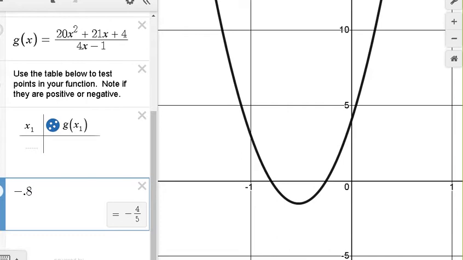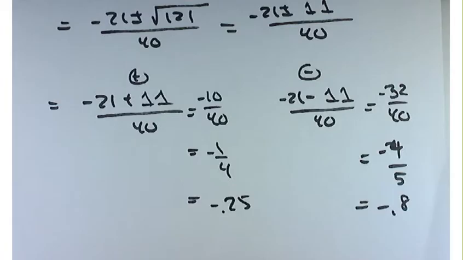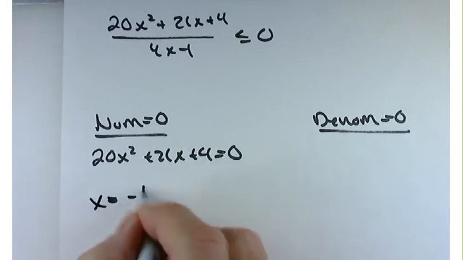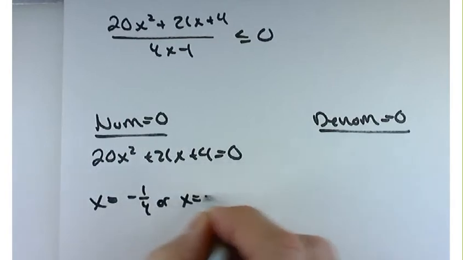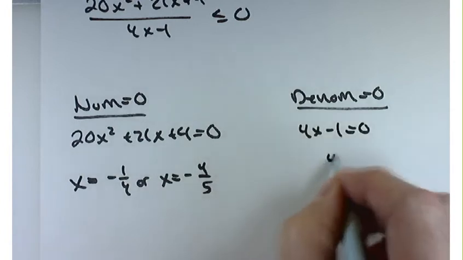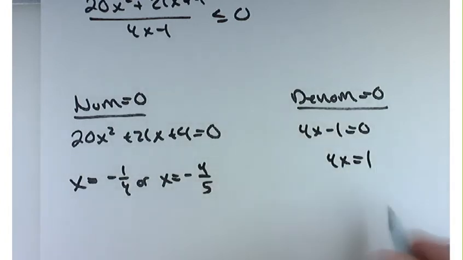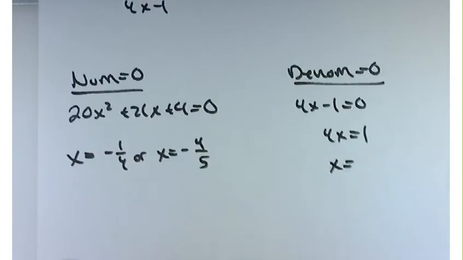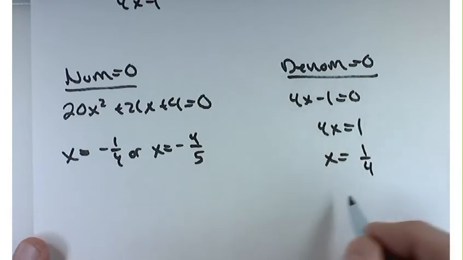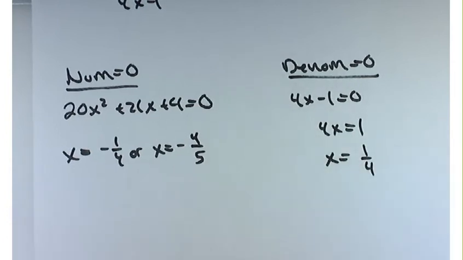Now what else? Now I need to figure out where the numerator equals 0 as well. That's not going to be as tedious as the denominator, I hope. So from all this, I needed to know that x equals negative 1/4 or x equals negative 4/5. That's the two things I've got where the denominator equals 0. For the numerator, you just solve. What's my value of x here? 1/4. All right.